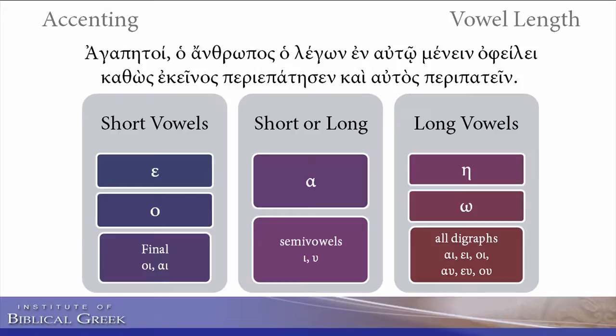So if we look through this sentence, we see that agape 2 has a short ultima. It has one of our exceptional digraphs at the end. The final letters, omicron iota, are final letters, so it's short. O, it's the article, it's short. Omicron's always short. Anthropos has a short ultima. Omicron's always short. O, again, short. Legon, with an omega at the end, is long. It has an acute on the penult.